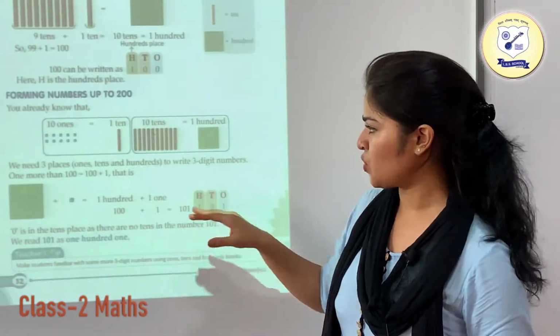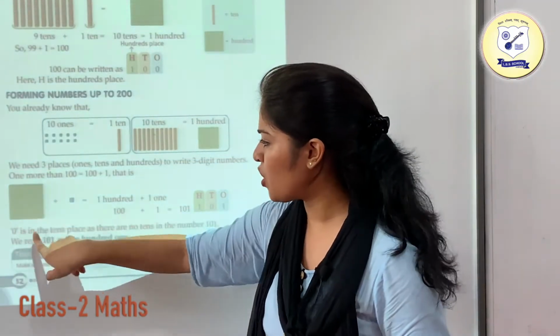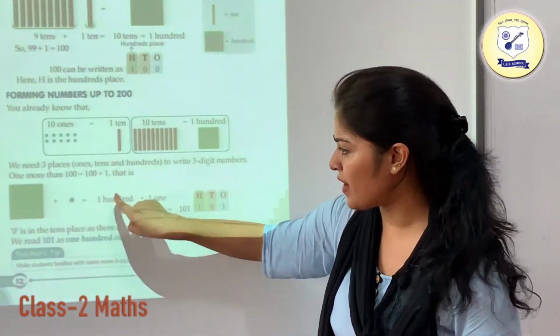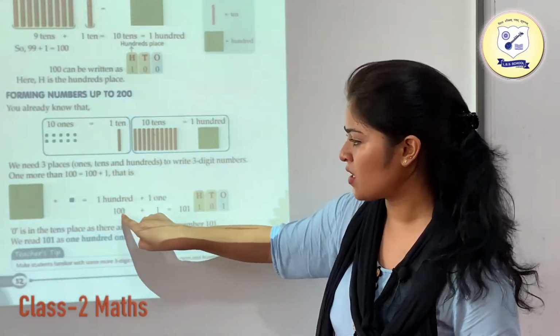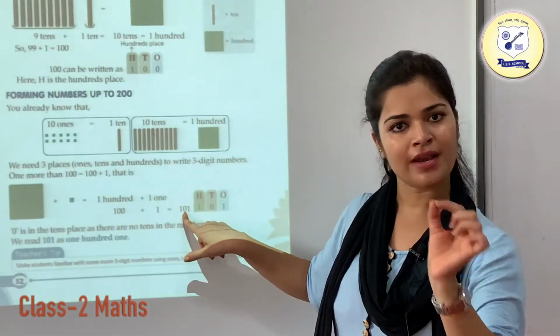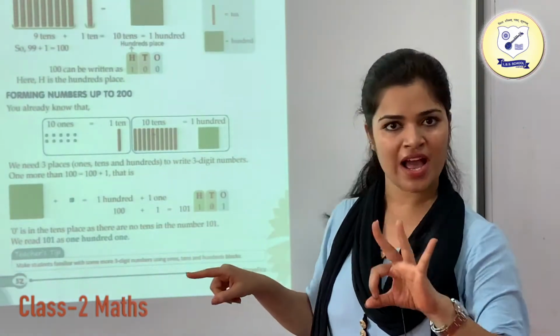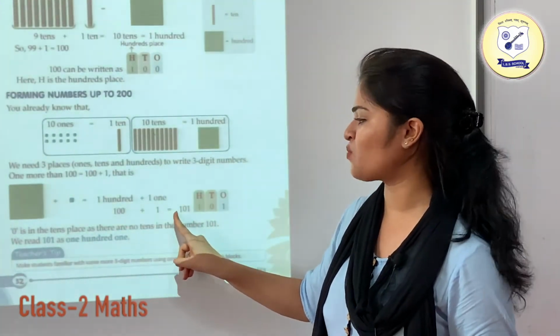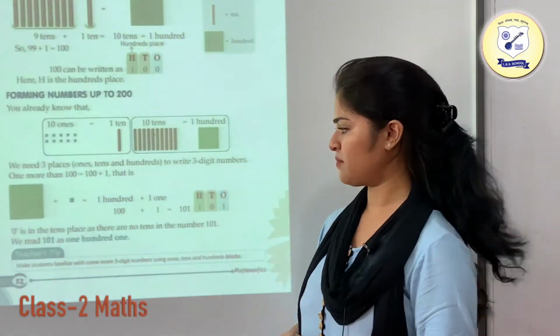So now this is your 10 tens plus 1, so this is going to be 100 plus 1, so 100 plus 1 is going to be 101. So now we are having 3 digits. This is your ones place, this is your tens place, and this one is your hundreds place.